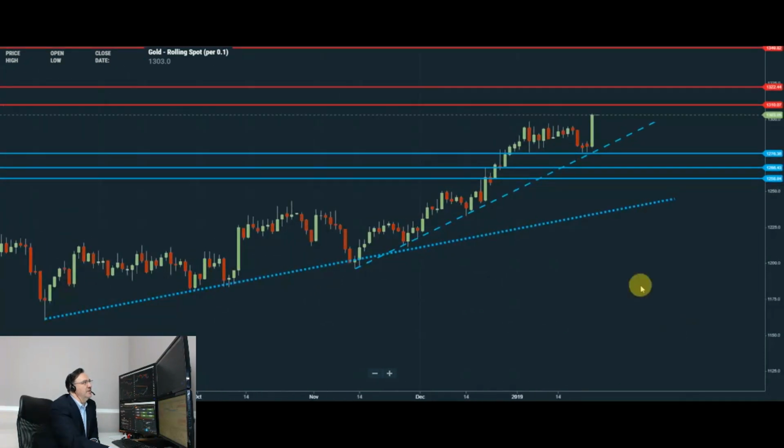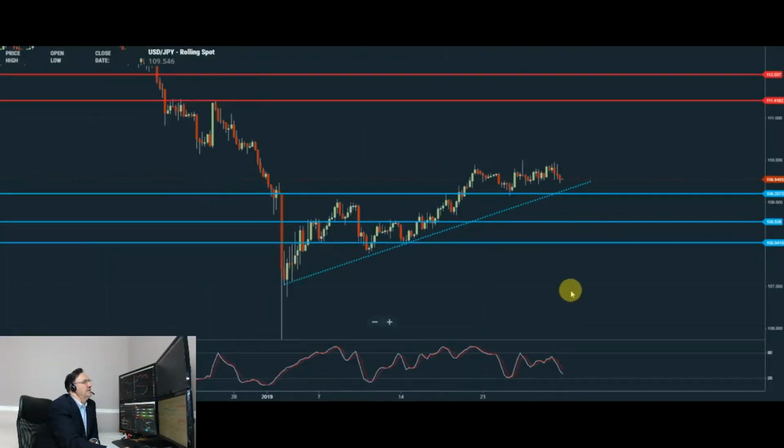The alternative is if we see the retracement from current levels and the end of day close and the loss of 1275, that would negate the current bullish sentiment and possibly open up the way for a deeper retracement towards 1266 followed by 1260, 1258 to the downside.